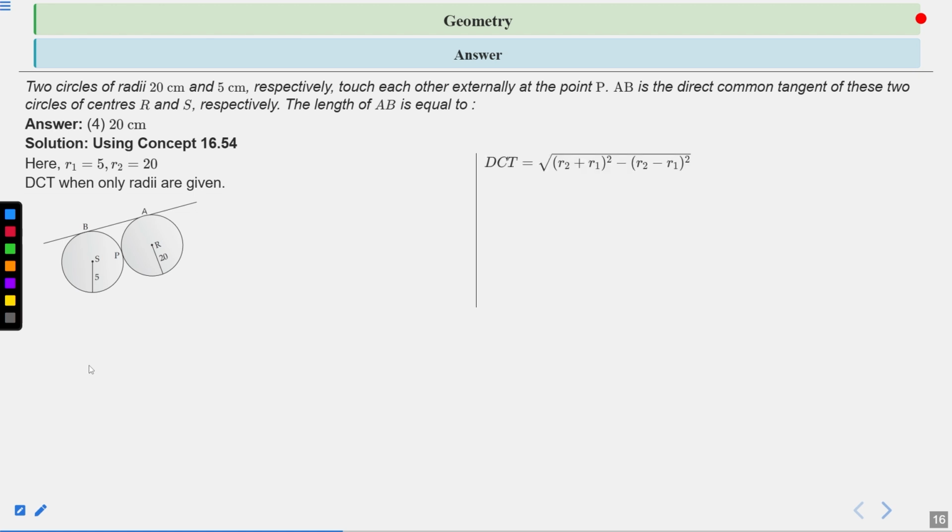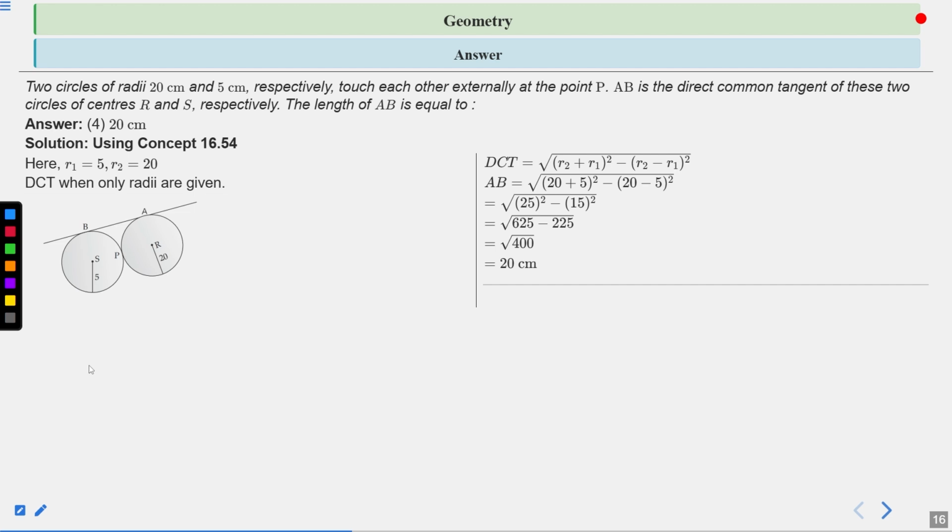So the direct common tangent is under root (R2 plus R1) whole square minus (R2 minus R1) whole square, because they touch externally. So the length of AB will become under root (20 plus 5) whole square minus (20 minus 5) whole square. So the length of AB becomes under root 25 square minus 15 square, which equals under root 625 minus 225. So it will become under root 400. So AB length is 20. So the length of AB becomes 20 centimeters. So the fourth one is the correct answer of this question.